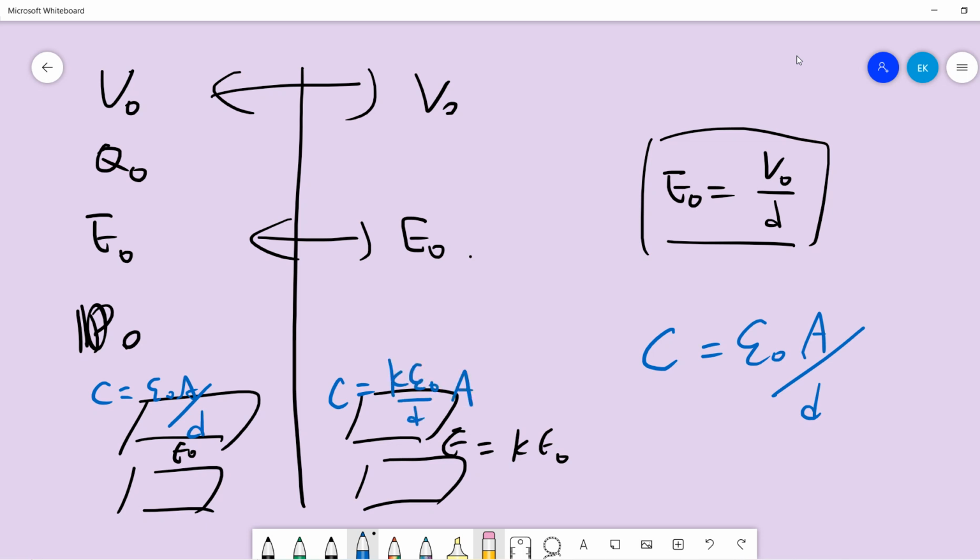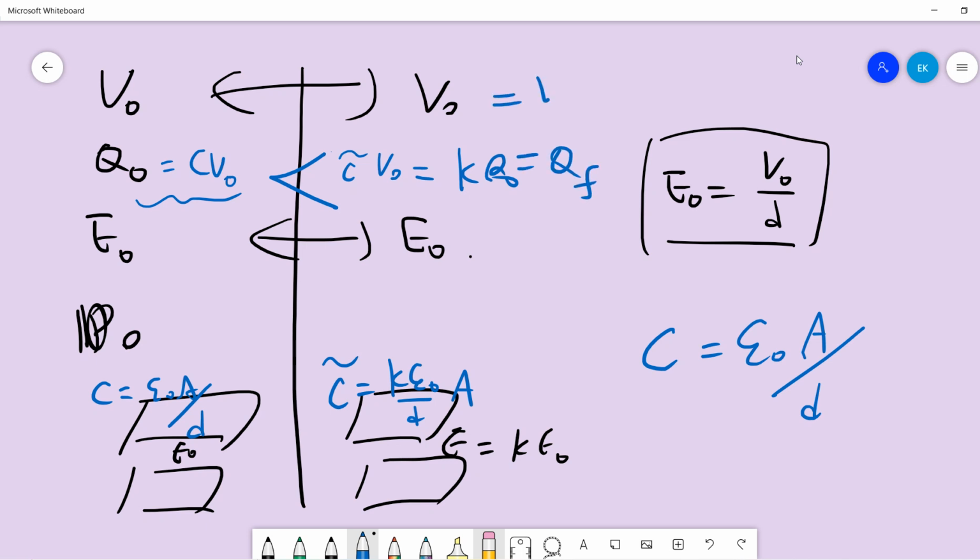Okay. And the Q is equal to CV. So this is CV naught. So for this one I call it C tilde, times V naught. So basically it is K Q naught. So this is larger. QF is larger, and this is VF, EF.